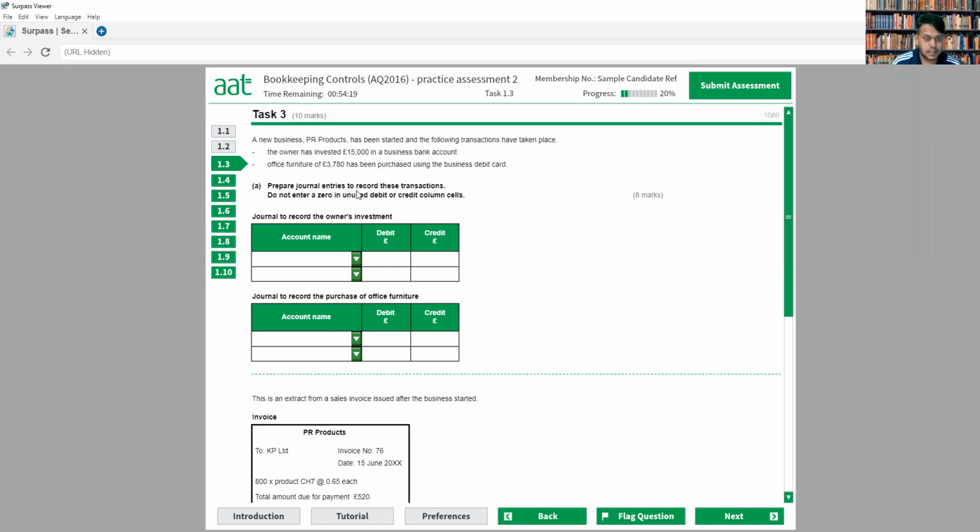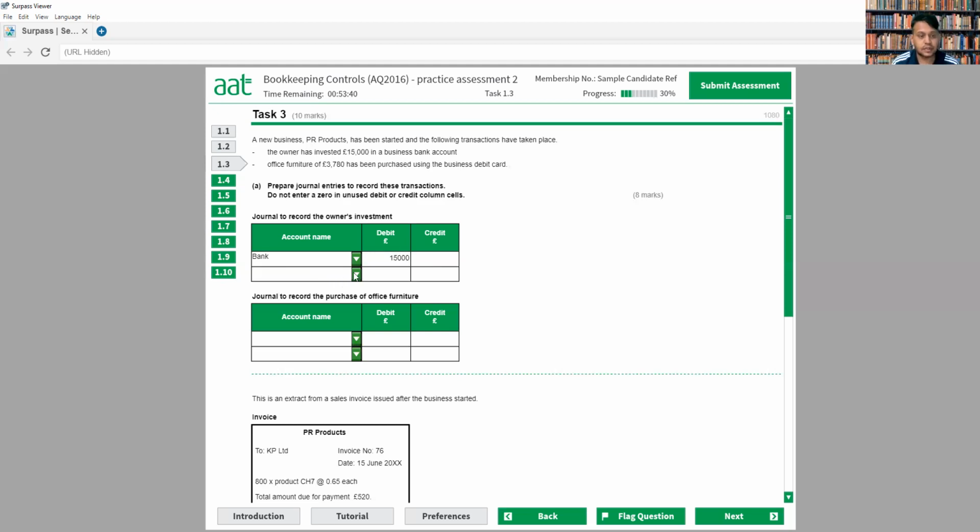A business PR product has been started and the following transactions have taken place. The owner has invested 15,000 in a business bank account. Remember, if owner provide any money to the business, so that is capital for the business. So that time the capital will be credit. So if the capital is credit, what will be the debit? The money coming to the bank. So bank will go up. So bank will be debit. So you're going to say bank is a debit because money coming to the bank, 15,000.